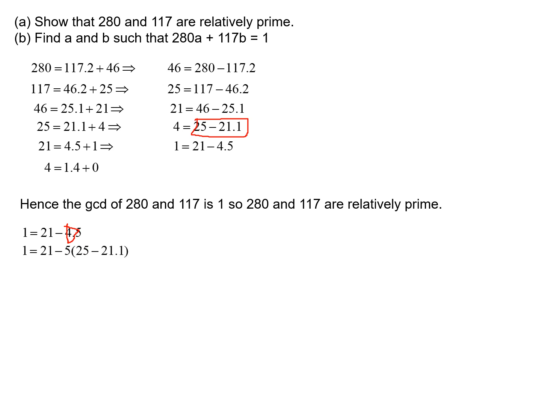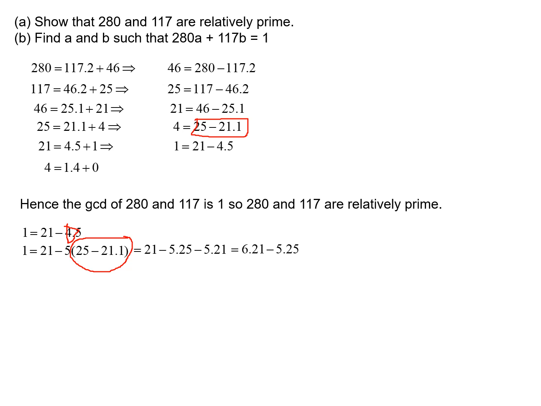Okay, so when we substitute the equivalent, 5 times 4, the 4 is this equivalent. Okay, and then the next step, we simplify it. We collect the multiples of 21 and 25 individually, right? And then we will get 6 times 21 minus 5 times 25.